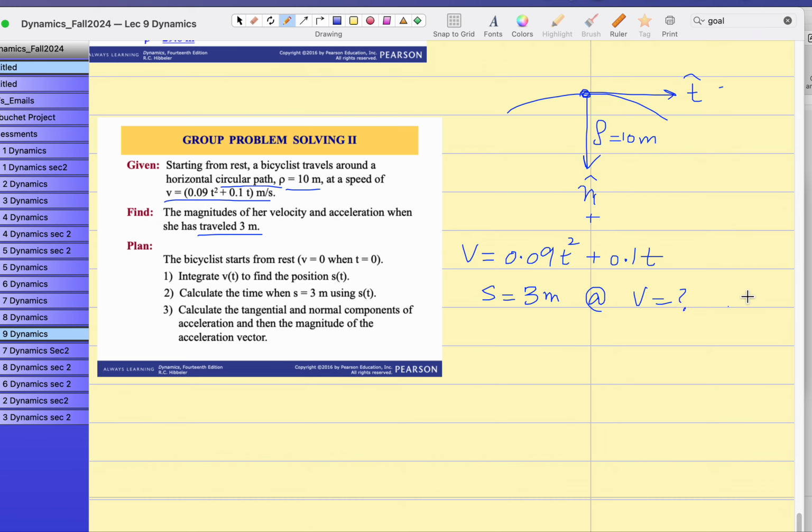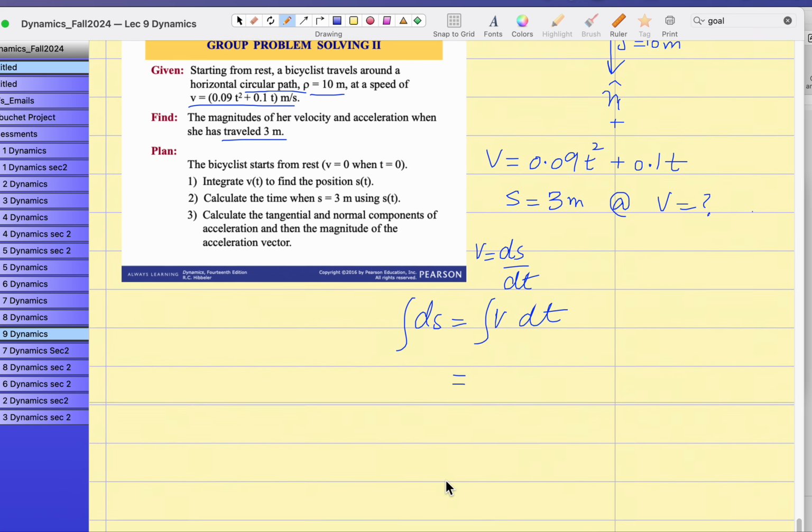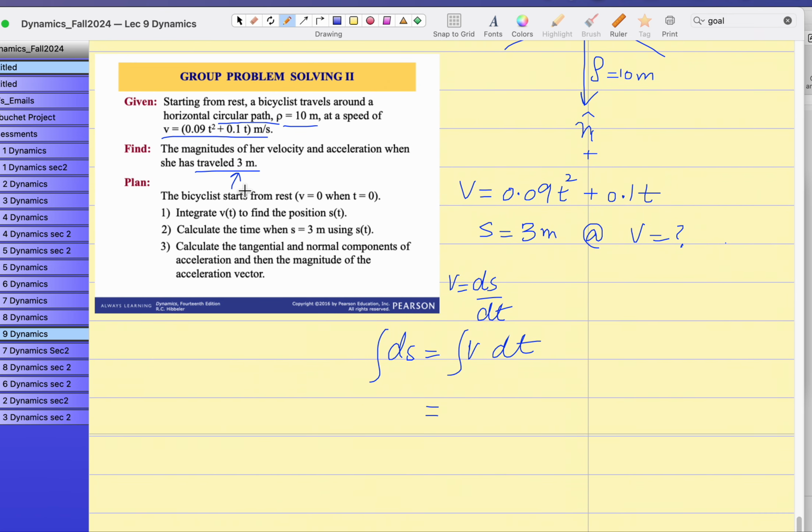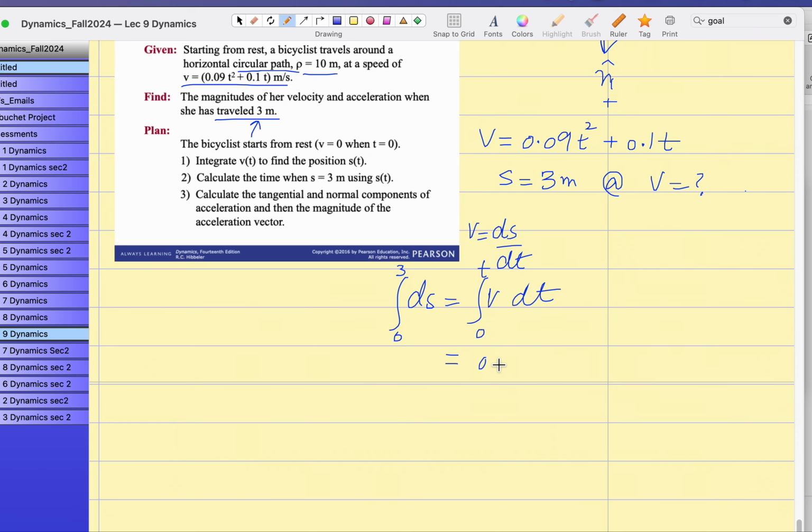So how do you go from velocity to distance? You take the integration. The velocity is the time derivative of the position, so you rearrange this and integrate. On the left hand side, the distance goes from 0 to 3 meters. On the right hand side, time goes from 0 to t. So I have set up the lower and upper limits, and now we are good. Let's do the integration, your calculus skills.